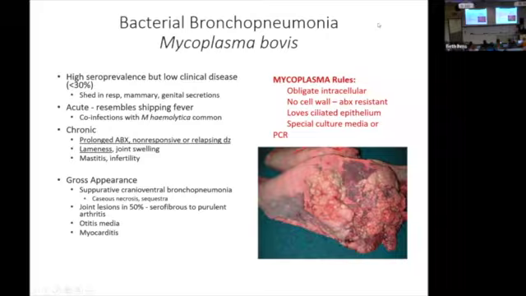Remember that mycoplasma is one of the ones that loves cilia. So respiratory, reproductive, inner ear, and it requires special culture media or PCR for detection. So if you send your sample for bacterial culture and don't ask them to culture for mycoplasma, they cannot do it and you will not recover it. It takes at least 2 weeks to grow it, but PCR is easier. Probably not cheaper. Definitely easier.